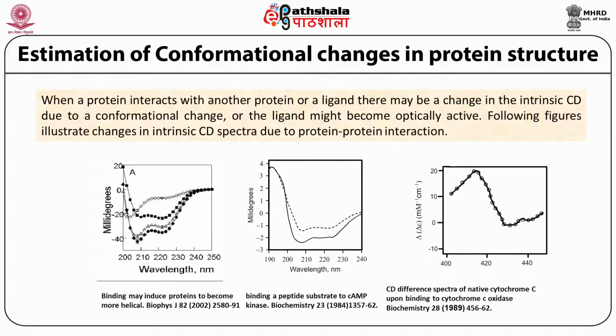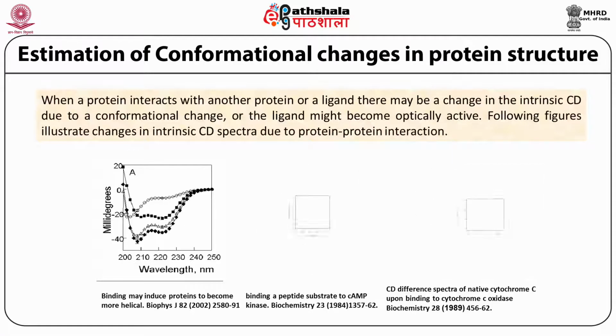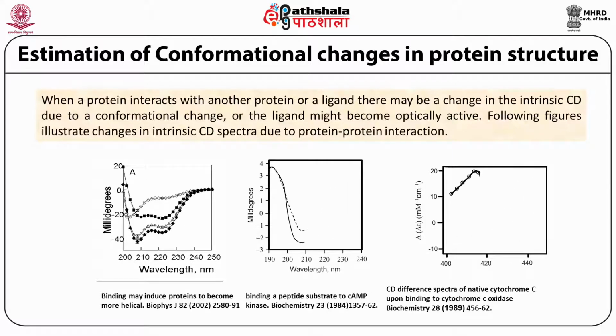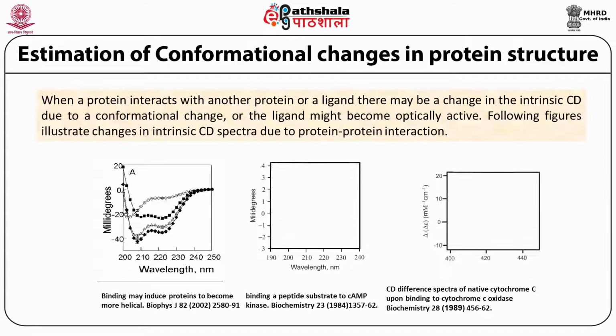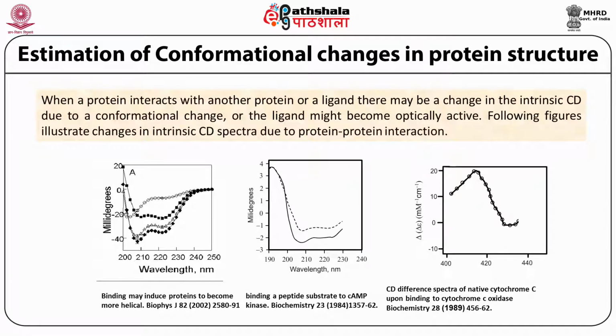When a protein interacts with another protein or ligand, there may be a change in the intrinsic CD due to conformational changes, or the ligand might become optically active. The following figure illustrates the change in intrinsic CD spectra due to protein-protein interaction. In figure A, you can see here that binding may induce the protein to become more helical. Initially the protein has a different CD spectrum, but once it binds with the ligand, it induces a conformational change and more structure in the protein, and that can be clearly observed in the CD spectra.